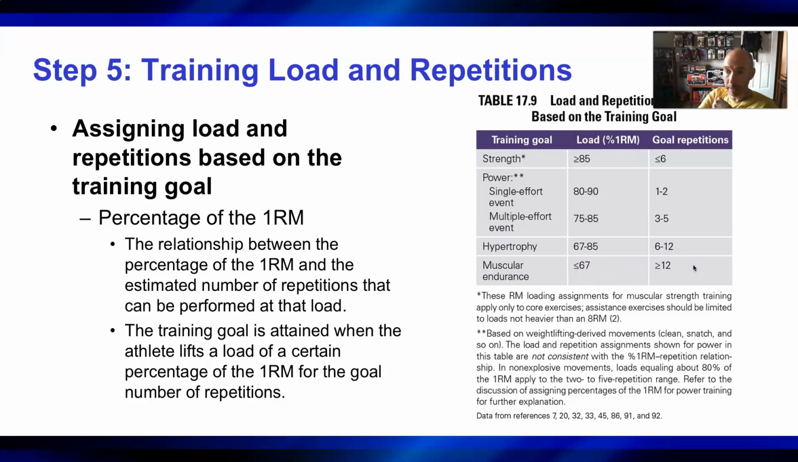Okay, now Jasmine, as I'm going to show you all, we identify that she is in a hypertrophy phase in her training. Therefore, her training load is going to look like this, 67 to 85%. Her goal repetitions for almost every exercise that she does is going to be in the 6 to 12 rep range.